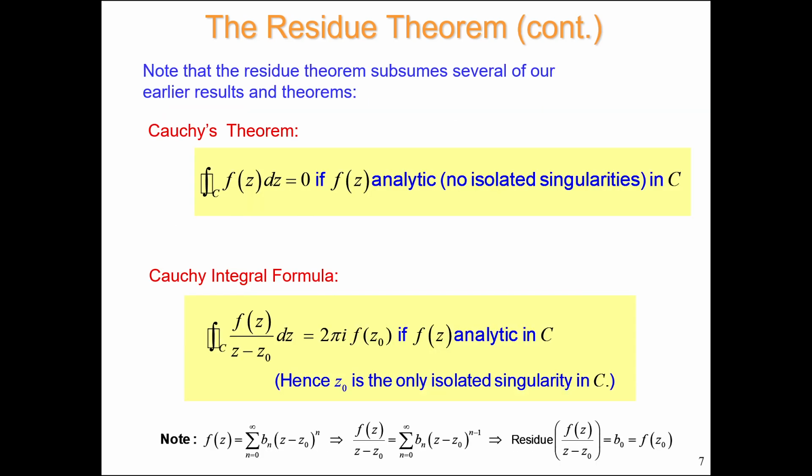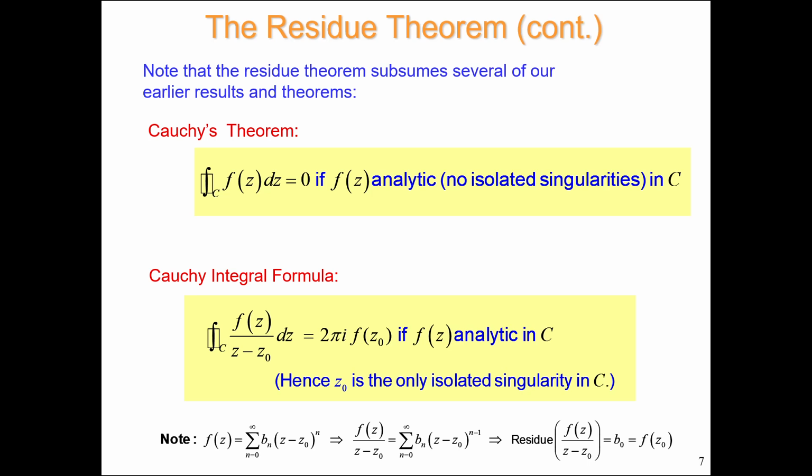Next we see Cauchy's theorem. The integral over C of f of z dz equal to 0 if f of z is analytic, with no isolated singularities in C. Cauchy's integral formula: the integral over C of f of z divided by z minus z0 dz equal to 2 pi i f of z0 if f of z is analytic in C. Hence z0 is the only isolated singularity in C.